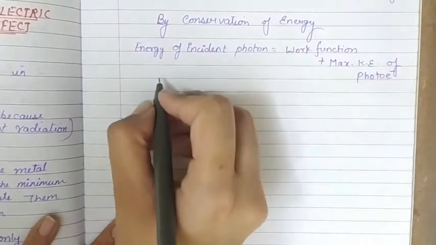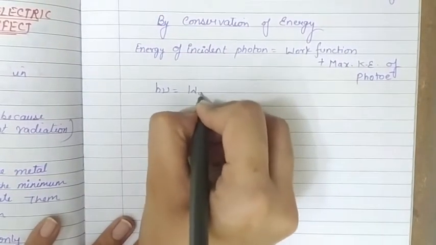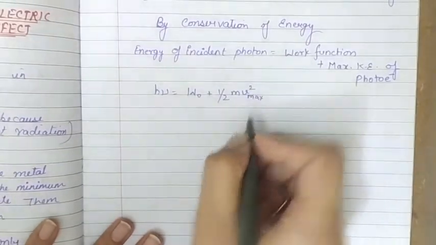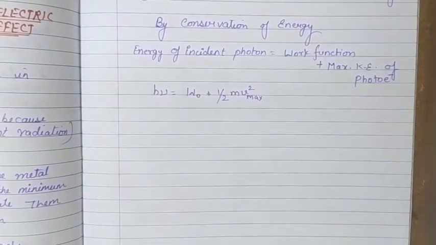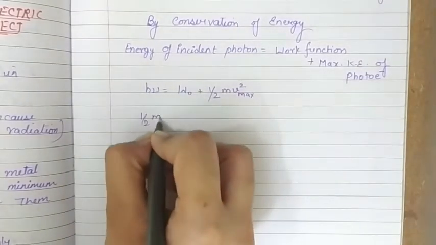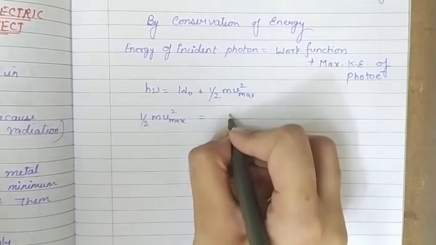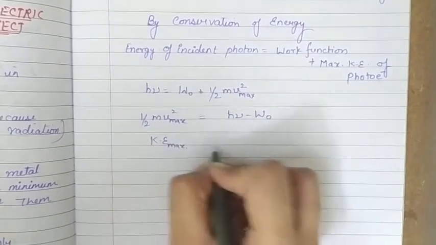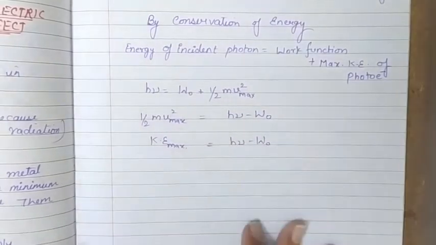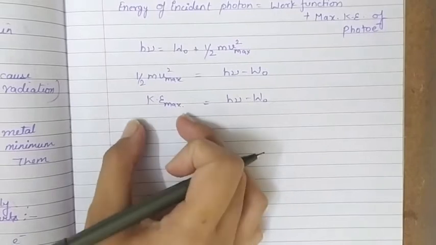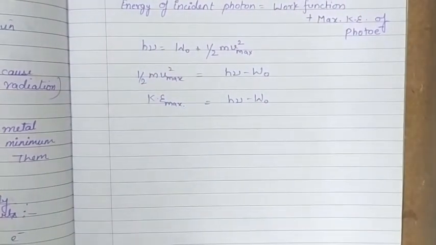So we can write this equation as h nu is equal to W naught plus half m v max square, right? Kinetic energy will be maximum if the speed is maximum, because the mass of the electron is the same, which we can't change. So we can write half m v max square is equal to h nu minus W naught, and this is actually the maximum kinetic energy, equal to h nu minus W naught, and this energy is possessed by the fastest moving electron that we get.